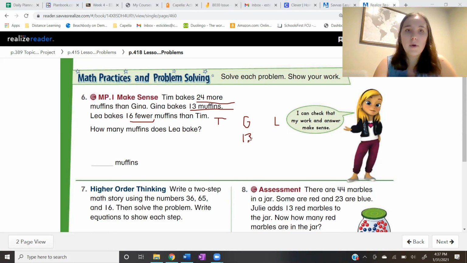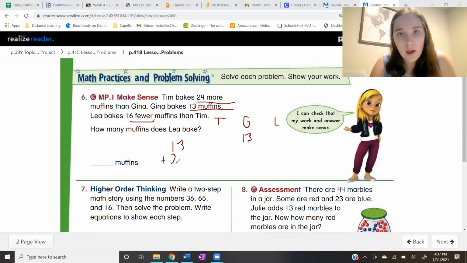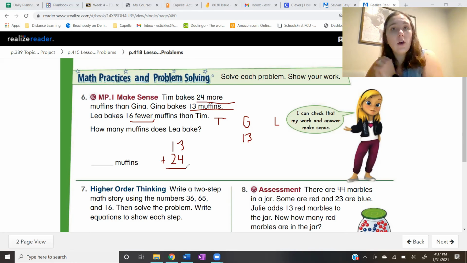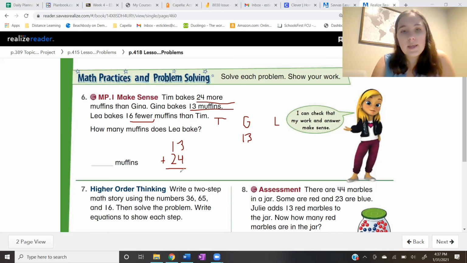Tim bakes 24 more muffins than Gina. Ooh, we can solve that because we know how many Gina baked. So I'm going to do 13 muffins that Gina baked plus the 24 more that it says Tim baked than her. So if I add these together, that's going to tell me how many muffins Tim baked in all, because he baked 24 more than the 13 that Gina baked. So 3 plus 4 is 7, and 1 ten plus 2 tens is 3 tens. So Tim baked 37 muffins.